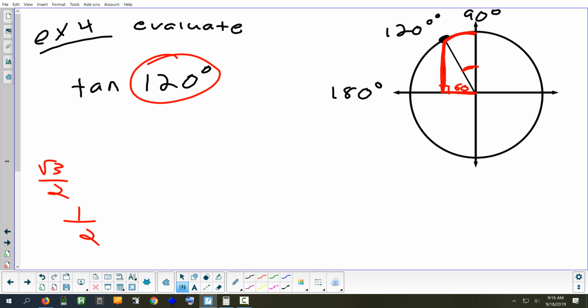Now we got to put these numbers in the right spots. Which number here is the smaller, 1/2 or root 3 over 2? The 1/2. So smaller number goes with the smaller side. Bigger number goes with the bigger side. Now from the picture you should be able to figure out which one of those is x and which one is y. So let's write our coordinate.